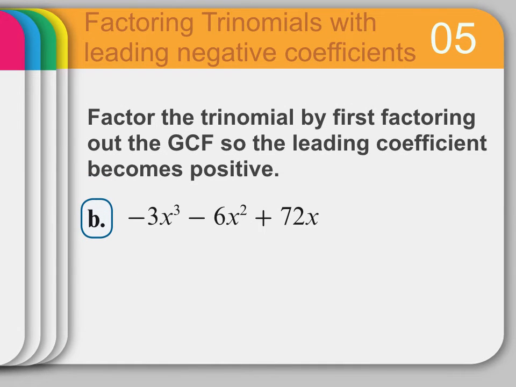Another example like this, we have the x cubed term is negative. Each term in the trinomial contains an x, and we can factor out a -3. So we'll factor out a -3x, and we're left with x squared plus 2x minus 24. The trinomial in the parentheses will factor.